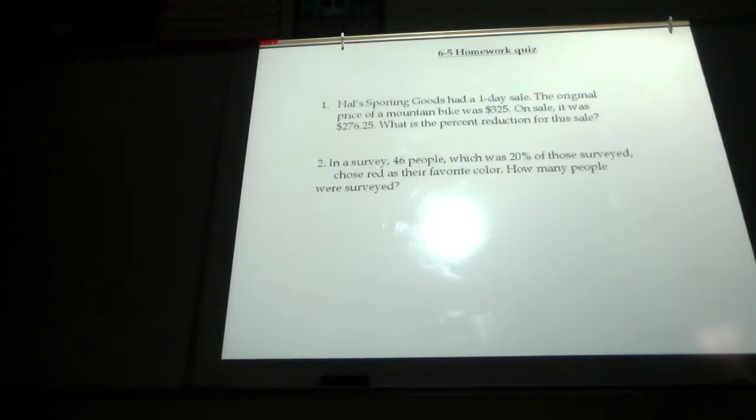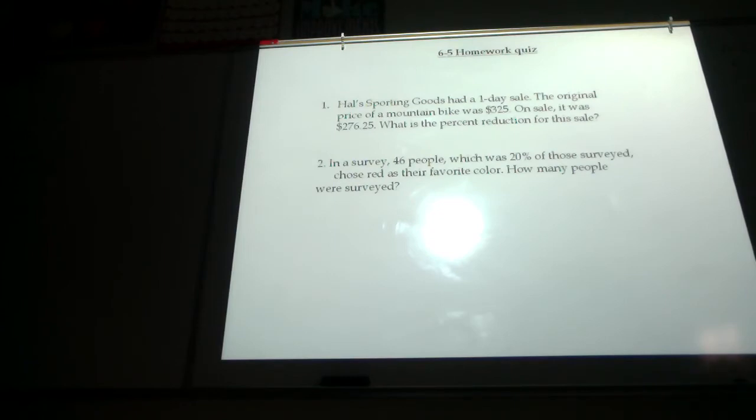Okay. So the first problem says, Hal Sporting Goods had a one-day sale. The original price of a mountain bike was $325. On sale, it was $276.25. What is the percent reduction for the sale? So what is the percent reduction for this sale? What was the original price?